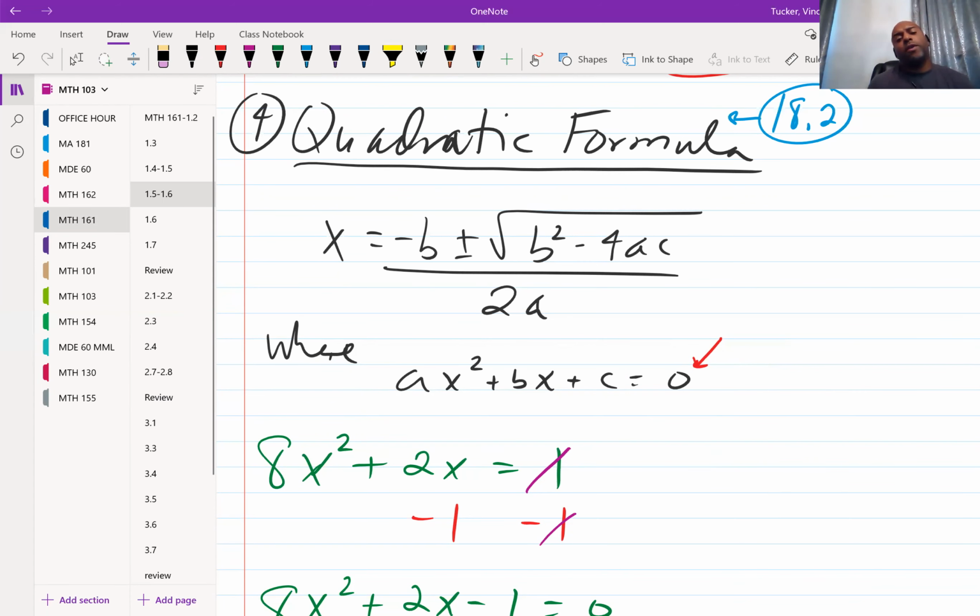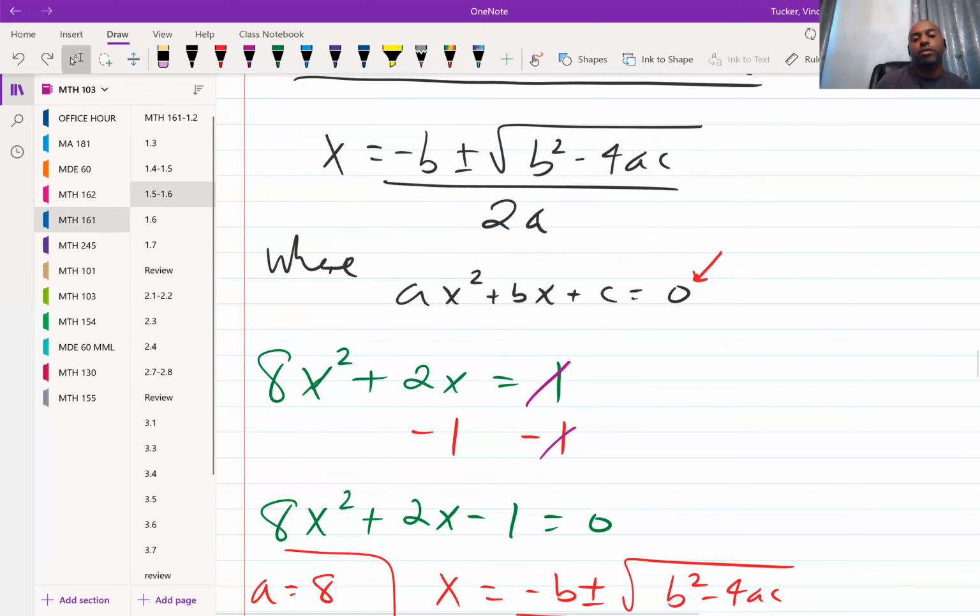All right. So our first one, 8x squared plus 2x equal to 1. So that's our original equation. And we want to solve for x using the quadratic formula. First thing we need to do is to set one side equal to 0. And we can subtract 1 from both sides.